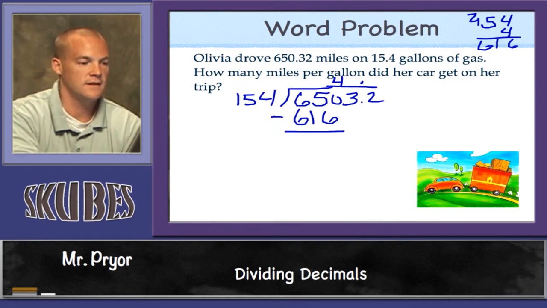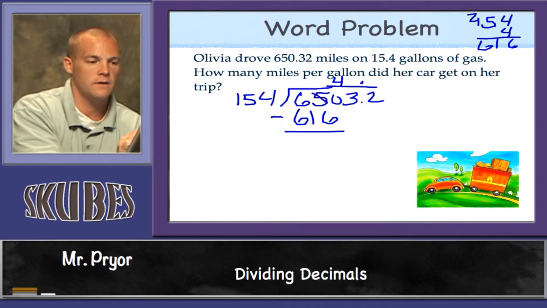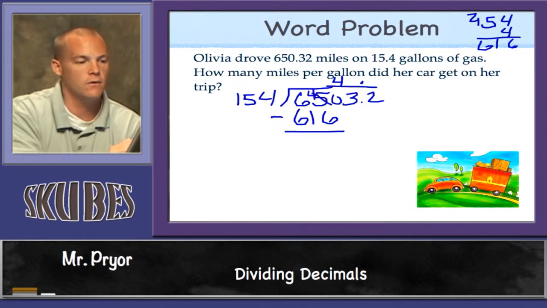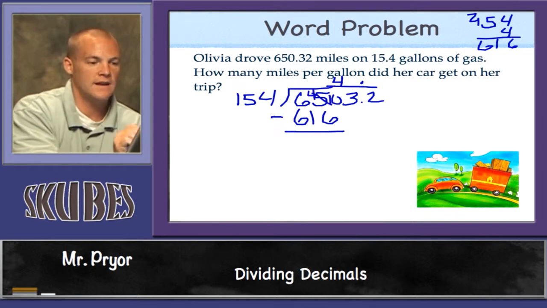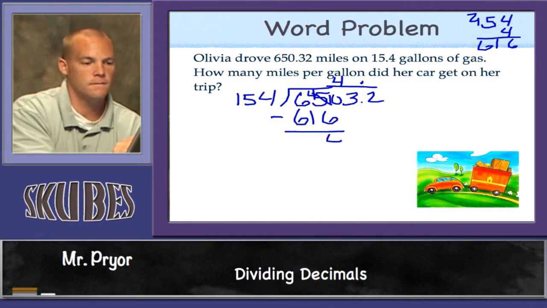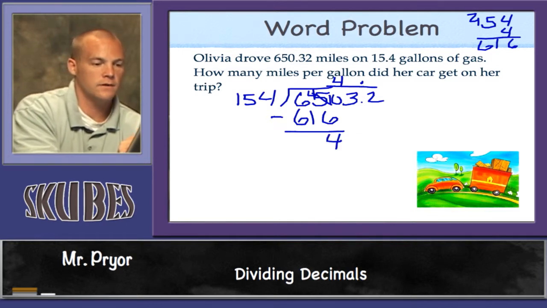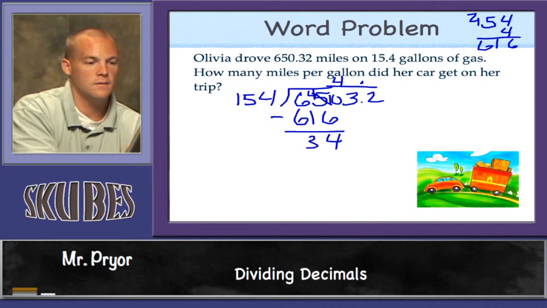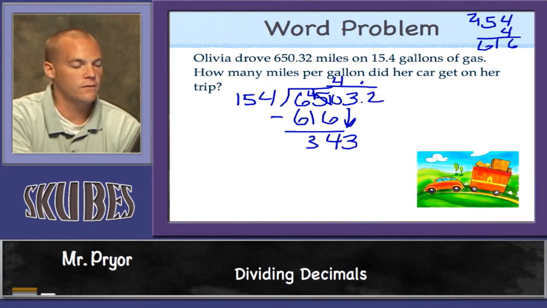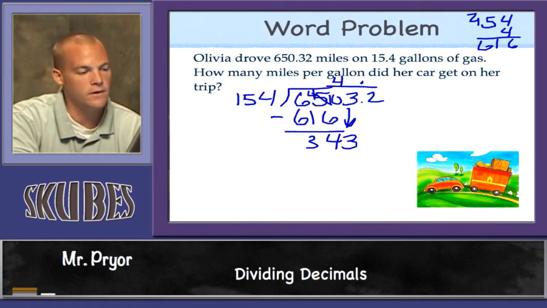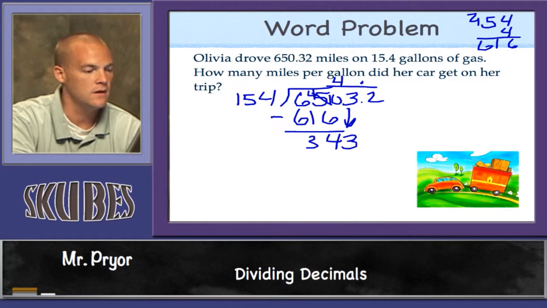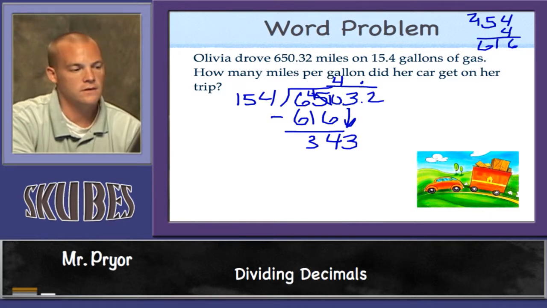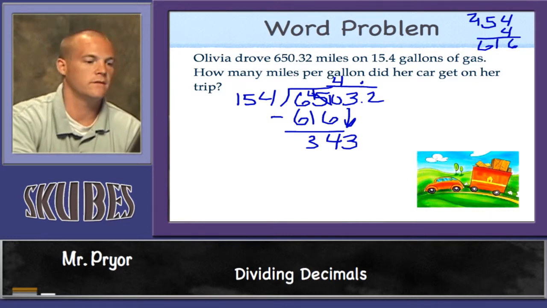Now we're ready to subtract. 650 minus 616. So again, a little borrowing here, which would make the 5 a 4 and make the 0 a 10. 10 minus 6 is 4. 4 minus 1 is 3. And 6 minus 6 is 0. So we need to go ahead now and bring down that 3. 154 can go into 343 how many times? And it looks as though that's only going to go in once.